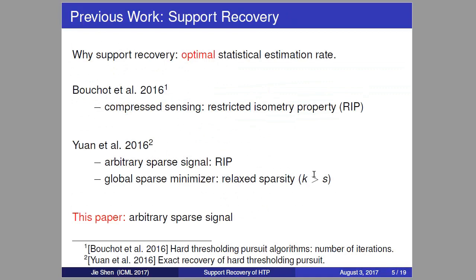So in this light, two recent papers are devoted to analyzing the support recovery performance of HTP. The first one comes from Bouchot 16. They consider recovering the true parameter of compressed sensing using RIP condition. Then Yuan 16 studied two cases. One is for recovering an arbitrary sparse signal using RIP, and the other is recovering the global sparse minimizer by relaxing the sparsity. In this paper, we established the theoretical guarantee for arbitrary sparse signals, which means our results apply to both compressed sensing and sparsity constraint minimization.